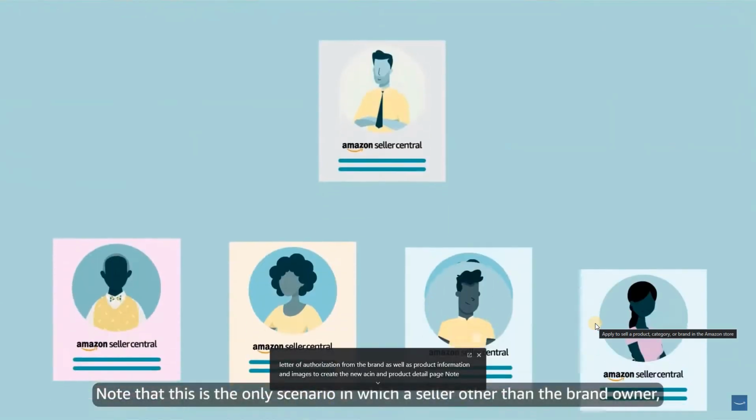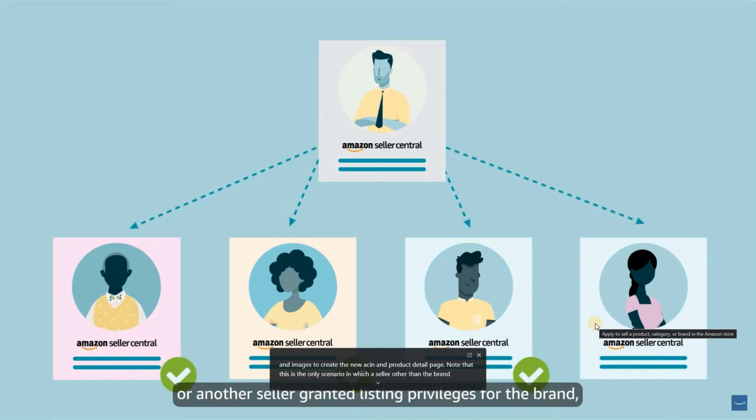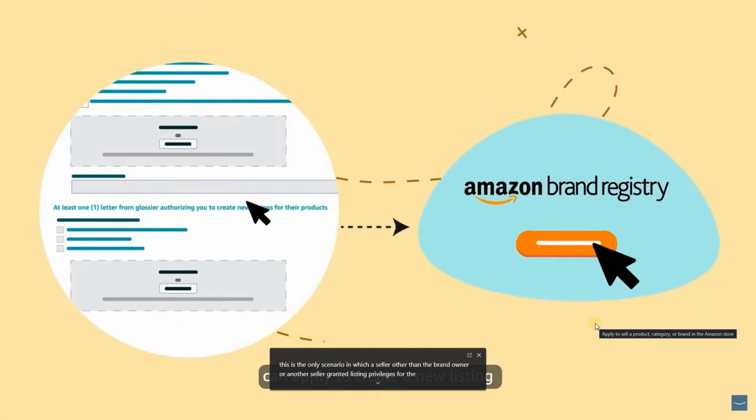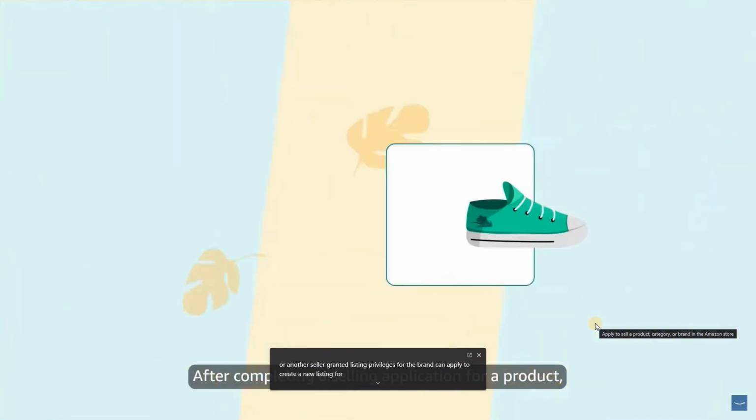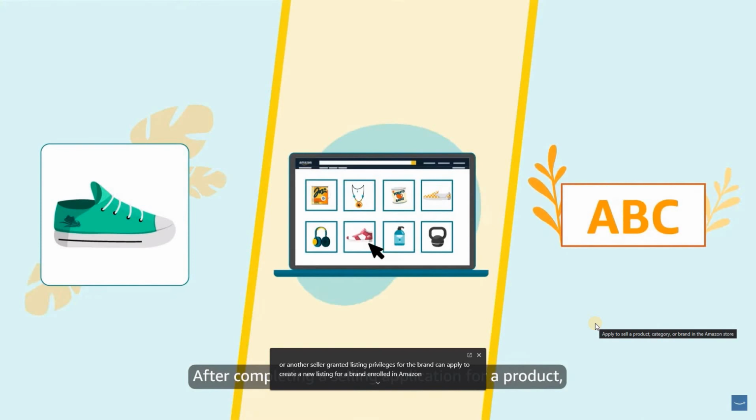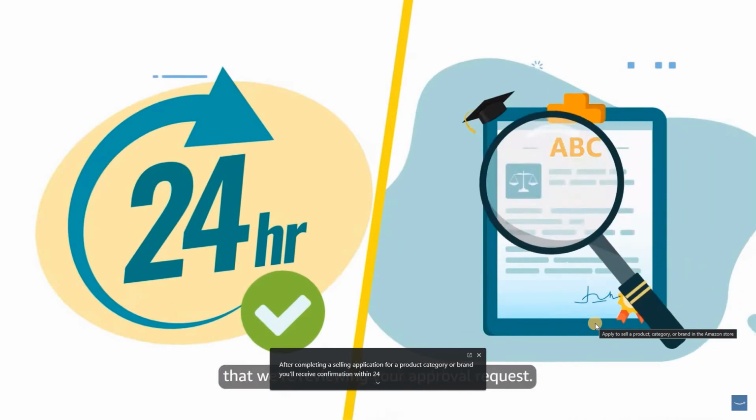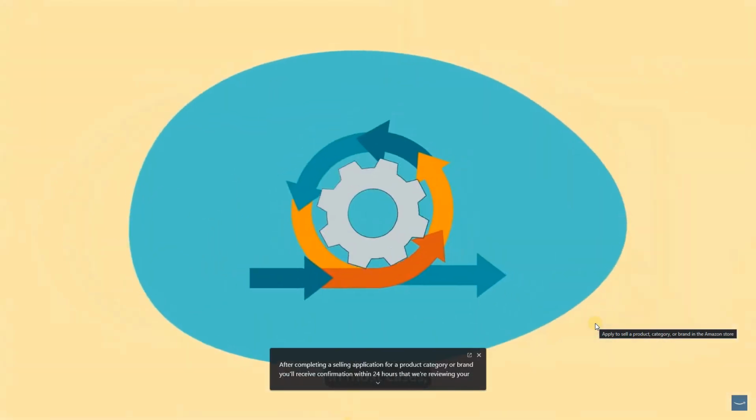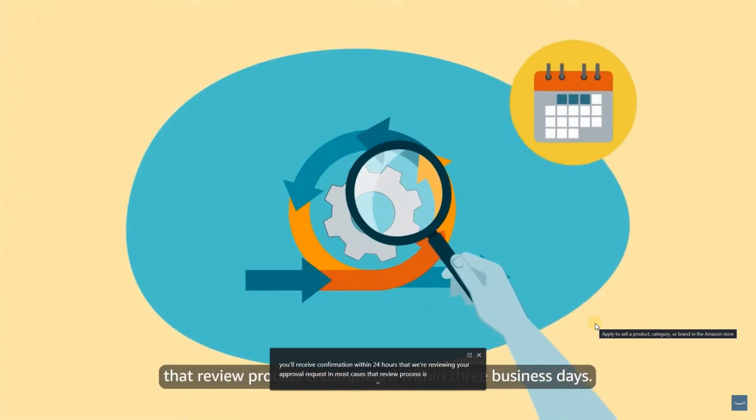Note that this is the only scenario in which a seller other than the brand owner or another seller granted listing privileges for the brand can apply to create a new listing for a brand enrolled in Amazon Brand Registry. After completing a selling application for a product, category, or brand, you'll receive confirmation within 24 hours that we're reviewing your approval request. In most cases, that review process is completed within 3 business days.